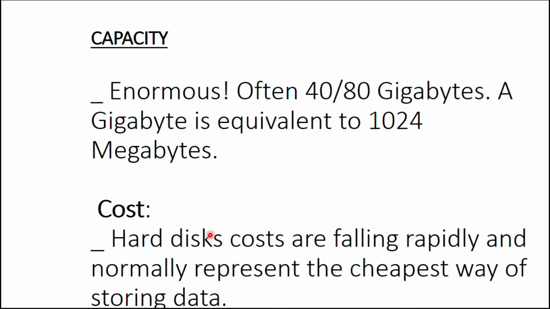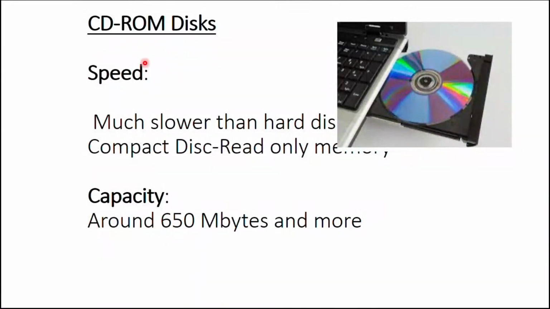Now, CD-ROM disk. In full, it is compact disk read-only memory. Okay, here we have the image. It is a CD which is in a CD-ROM drive on a laptop computer. It is slower than a hard disk drive, and the capacity is around 650 megabytes and more.